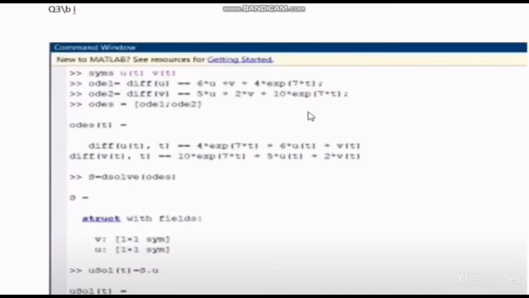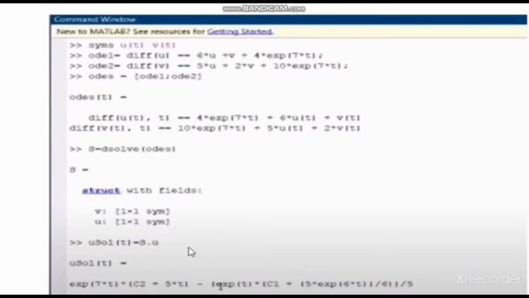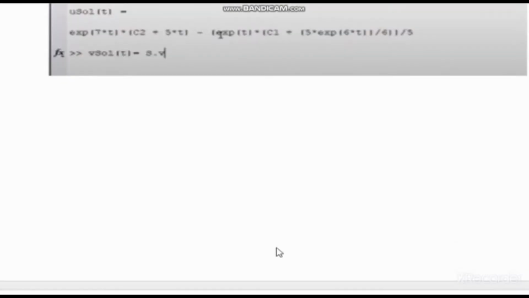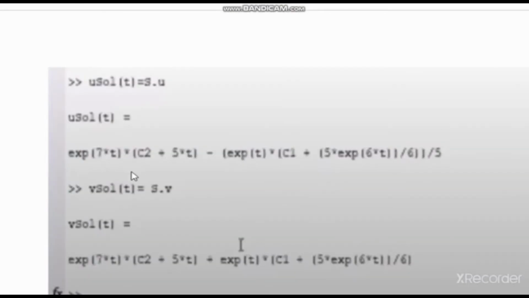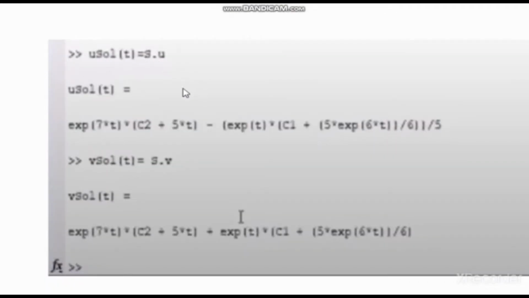Next, we will put the equation from the question, and we present the differentiation using the diff function. After we get the differentiation for y1 and y2, we solve the system through the solve function. We return the solution as a structure. The constants will appear because there is no specific condition.